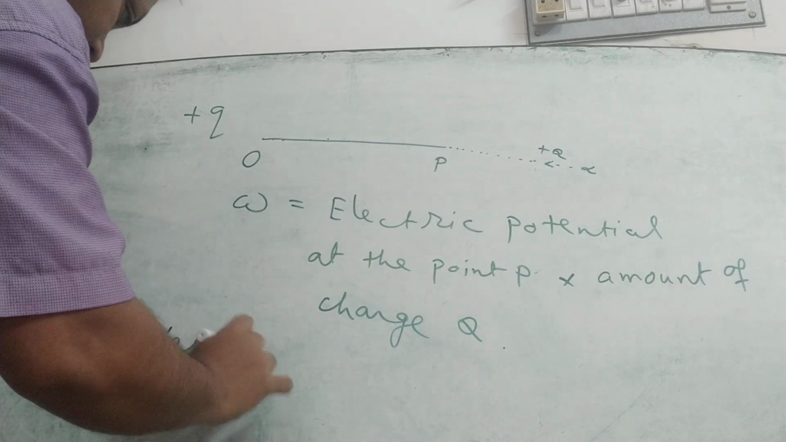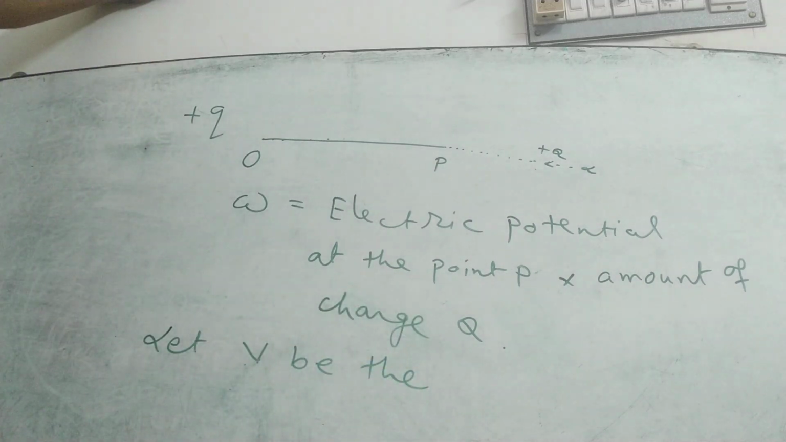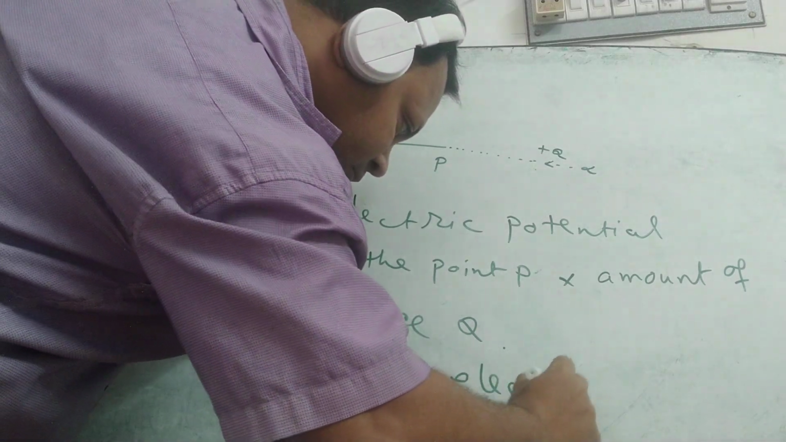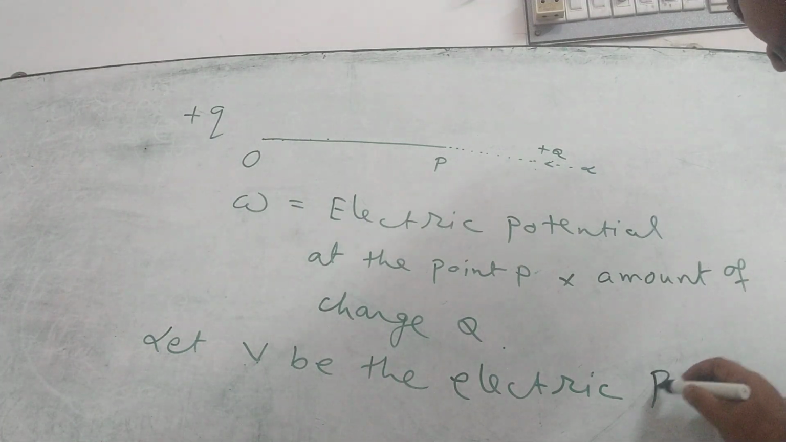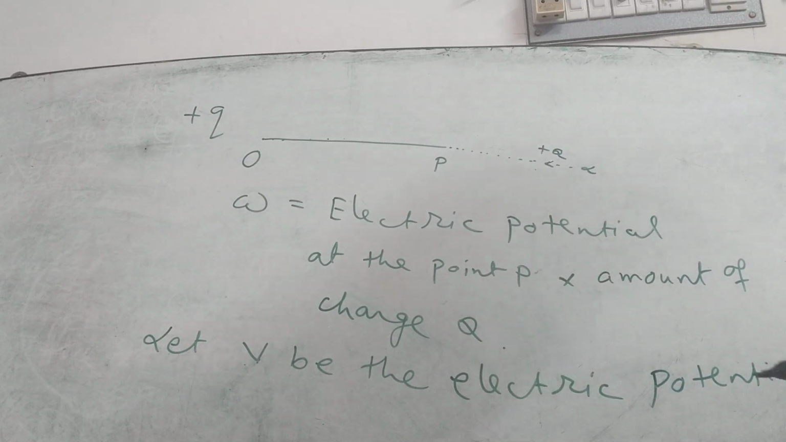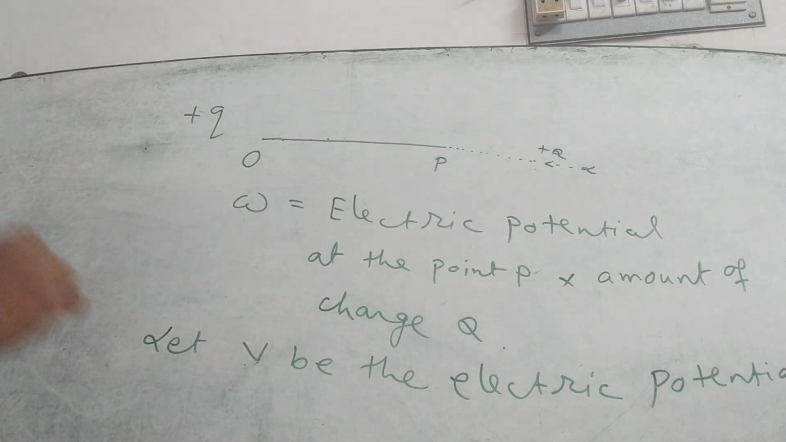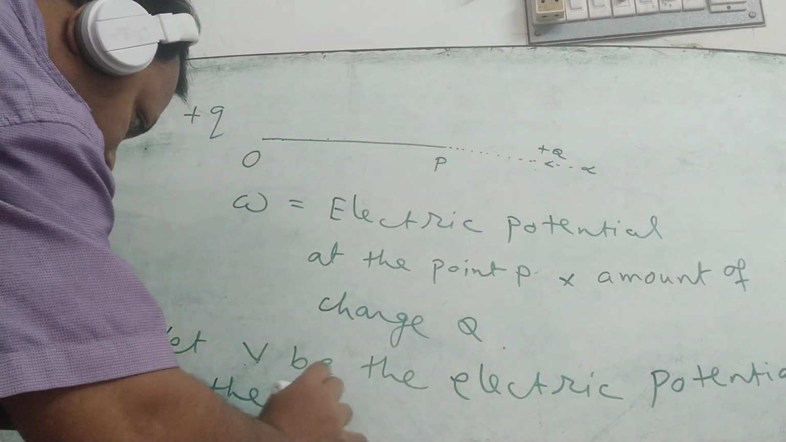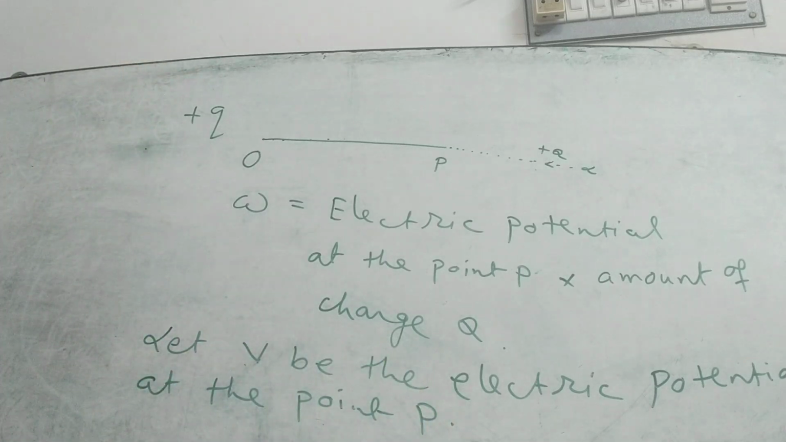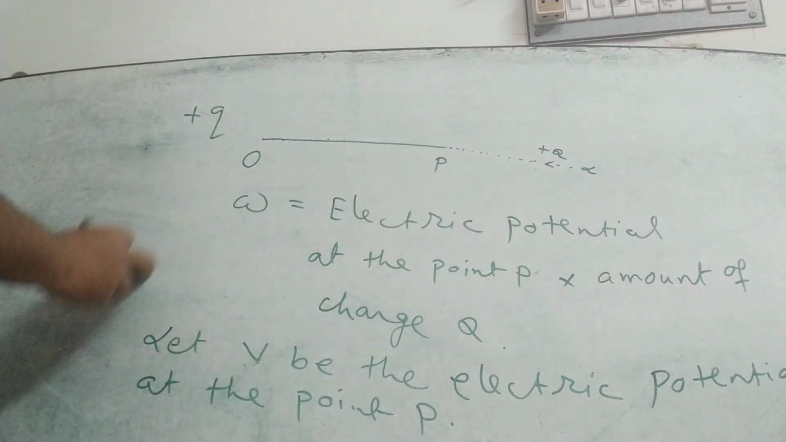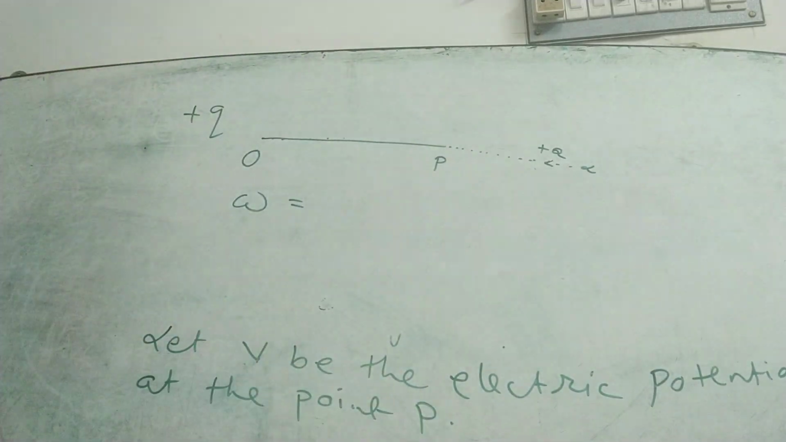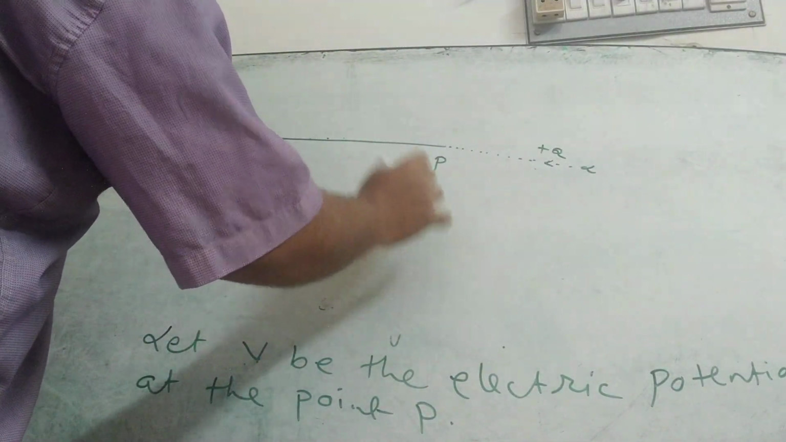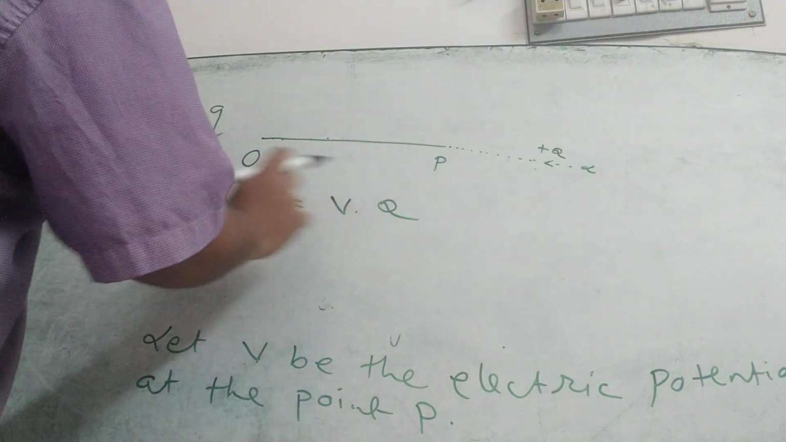Let V be the electric potential at the point P. So therefore, W is equal to V into Q. This is the relation between work done and electric potential.